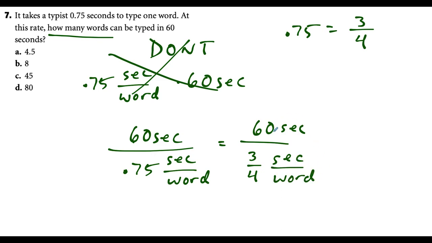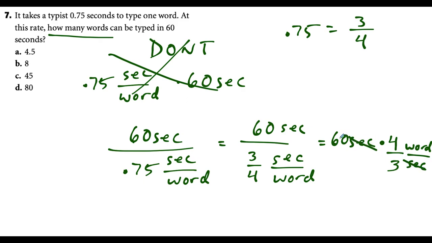But when you divide by a fraction, there's a very helpful technique to know called keep, change, flip. You keep the stuff in the numerator. You change this fraction, which means division, to multiplication. And then you flip whatever's in the denominator. So I'm going to flip 3 over 4 to 4 over 3. And I'm going to flip seconds over words to words per second. And notice now, seconds divided by seconds cancel out.